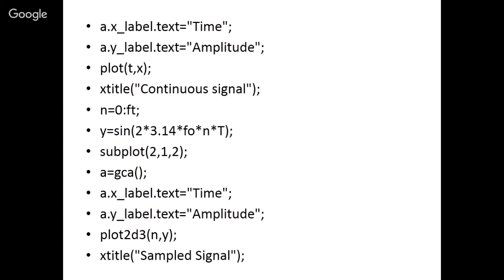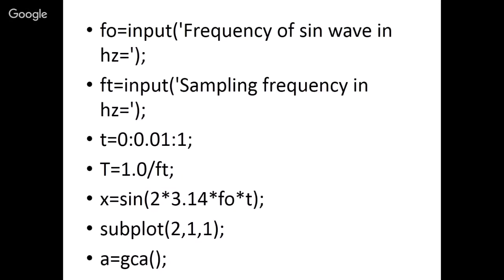For example, in MATLAB we use the stem command for plotting the sampled signal. In Scilab we use the plot2d3 command for plotting the sampled signal. So that we have done, and finally we will get the sampled signal. We will check all these things during the practice period. So you can just note down this: a signal frequency we will input, and one sampling frequency we will input. We will give the time period as 1 by ft.